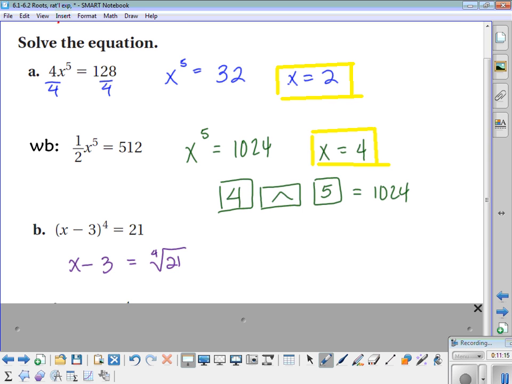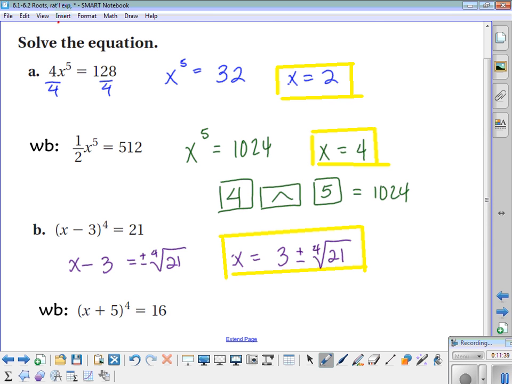Am I done, though, with this problem? No, what do I have to do? Add the 3, yeah. So I get that x is equal to 3, and then because it could be positive or negative, it'd be plus or minus the 4th root of 21. Okay, so this should be a plus or minus over here. All right, so here's one for you guys.